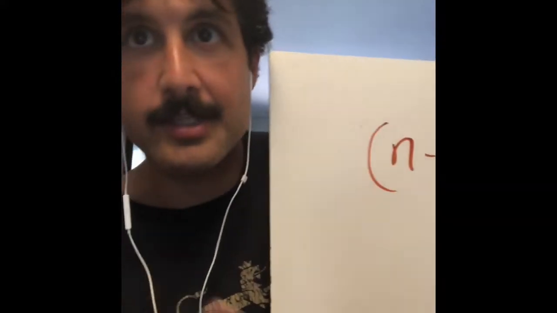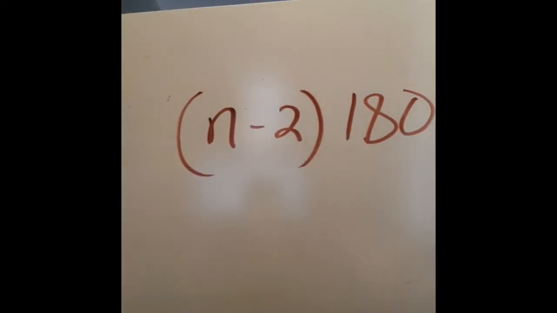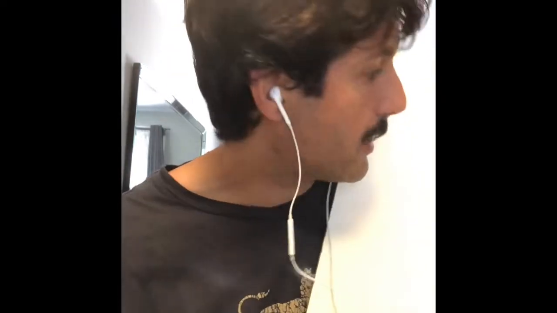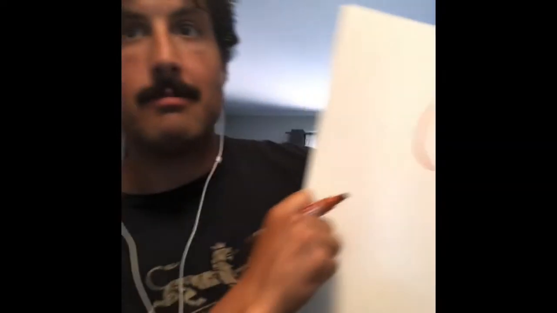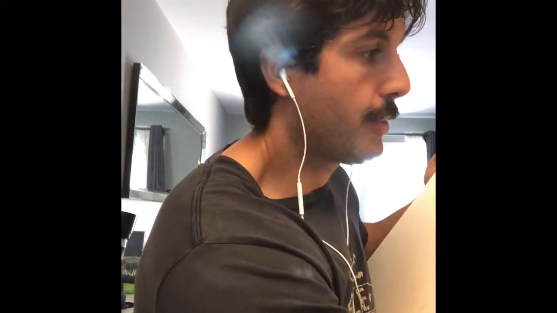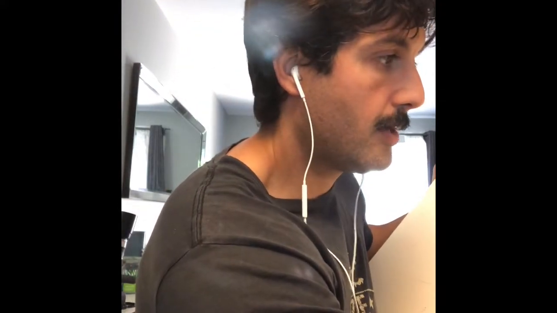Now, second question: determine the number of sides in a polygon whose interior angles add up to 32,040. Or sorry, not 32,000, 3,240. So 3,240 degrees. And this is the formula for sides and interior angles. So (n minus 2) times 180 equals 3,240.